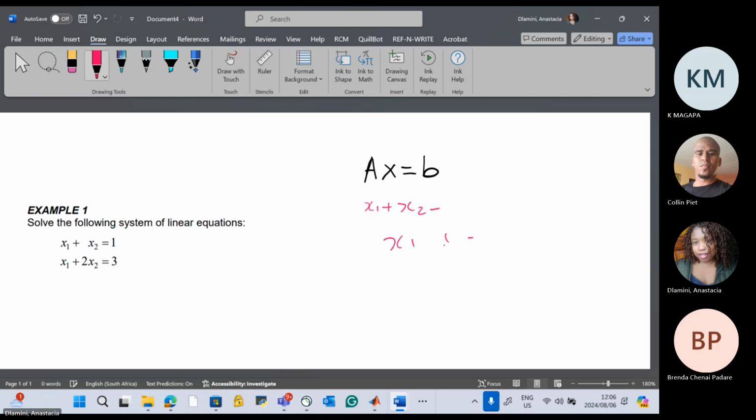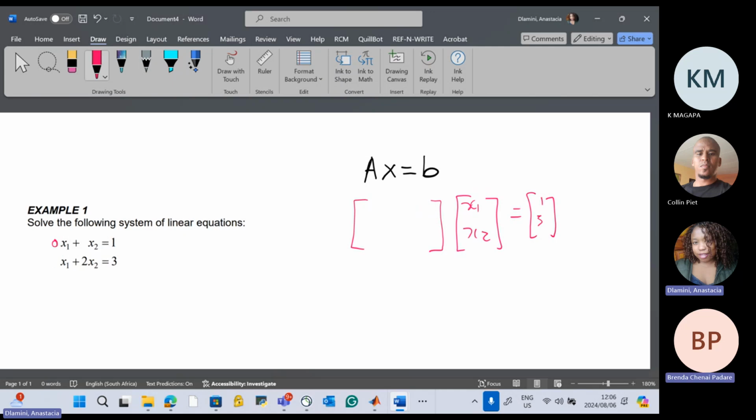So now let's do this. We want to write it, so we ask, what is our A? We know our X will be x1 and x2. We know our B in this case will be 1 and 3. Our A will be the coefficients. Remember, this part is the coefficient of x1, and these are the coefficients of x2. So this will be 1, 1, and this will be 1, 2.